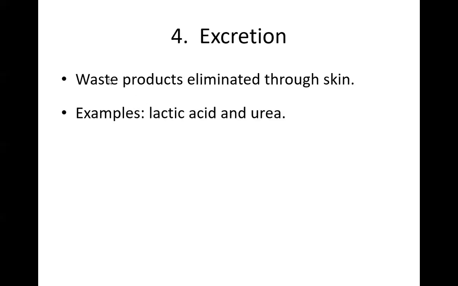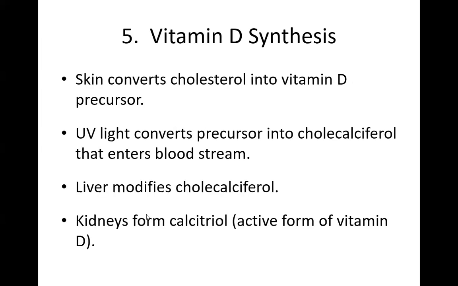And skin is important for excretion. People think that excretion only happens through the digestive system. That is not true. In your integumentary system, waste products are eliminated through the skin, for example lactic acid and urea. Vitamin D is also important because it is synthesized in your skin. The skin converts cholesterol into vitamin D, and ultraviolet light converts the precursor into cholecalciferol that enters the bloodstream. The liver modifies cholecalciferol, and the kidneys form calcitriol, the active form of vitamin D.